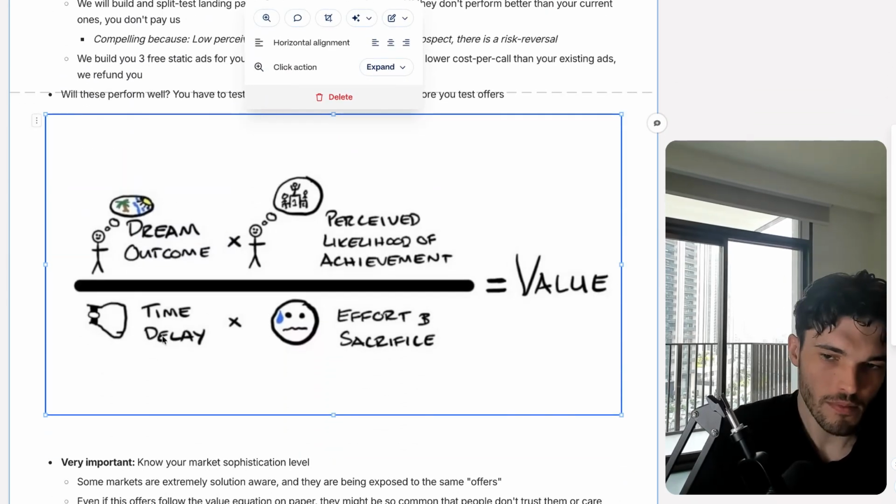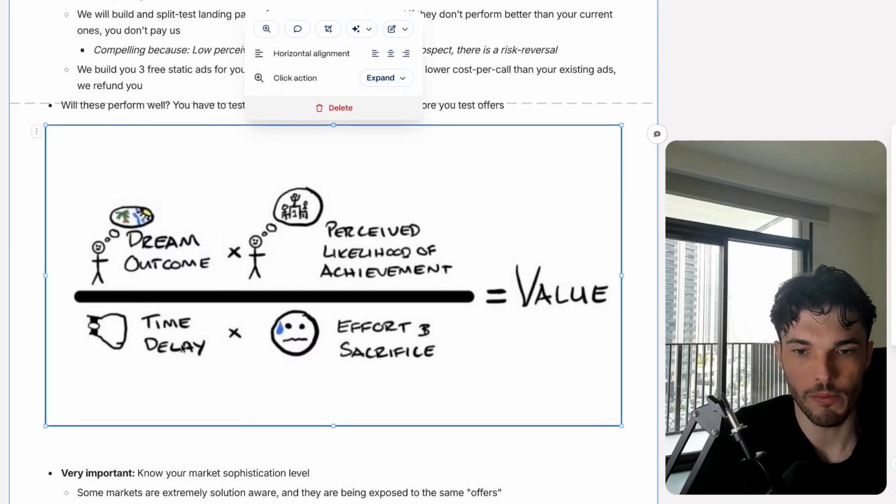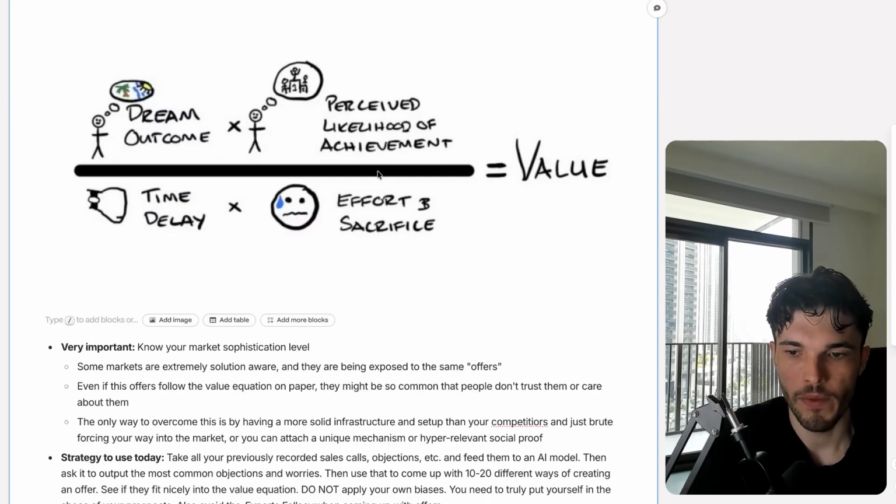And then you want these to be low. The time delay needs to be low. Ideally, the results should be happening quickly. And also the effort and sacrifice needs to be super low as well. And that's basically going to create the value of the offer.